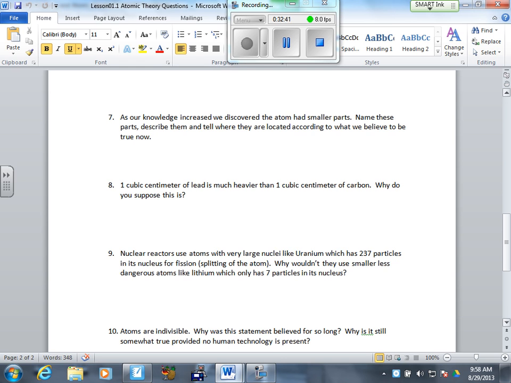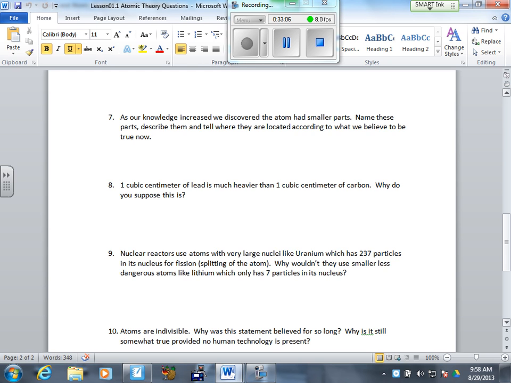When you look at the periodic table here, you see that carbon has an atomic number of 6. It has 6 protons, 12 minus 6, it's got 6 neutrons, 6 electrons. But when you look at lead, it's 82. It's got 82 protons, and 125 approximately neutrons. It's much bigger. It's going to be a lot heavier.